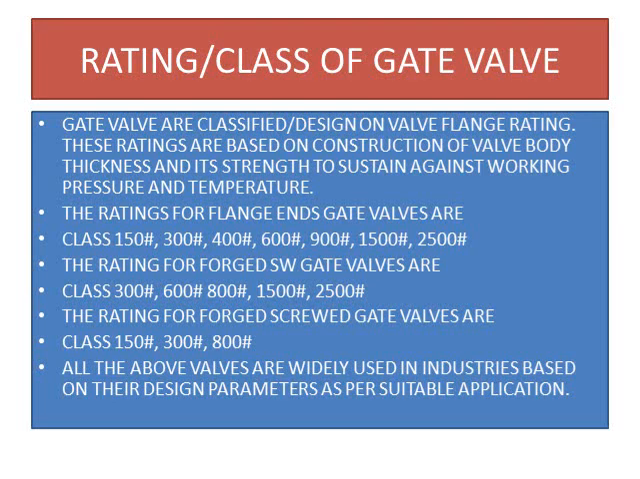The ratings of flange and gate valves are generally class 150, 300, 400, 600, 900, 1500 and 2500. The ratings for forged socket weld gate valves are 300, 600, 800, 1500, 2500. The ratings for forged screwed gate valves are generally class 150, 300 and 800. All the above valves are widely used in industries based on their design parameters as suitable.